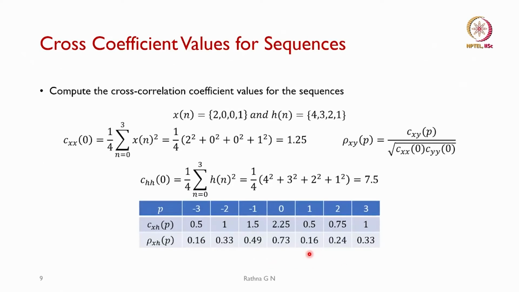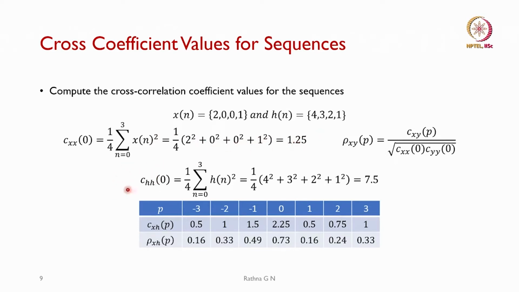As an example, we will take the same sequence x of n and h of n. We have already calculated their cross correlation. Now, we will see the values: autocorrelation Cxx of 0 is nothing but 1 by 4 into the sum over n equal to 0 to 3 of x of n squared, which is 1 by 4 into 2 squared plus 0 squared plus 0 squared plus 1 squared, which is equal to 1.25.